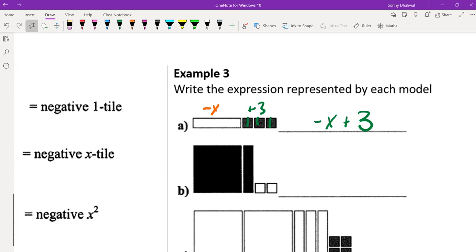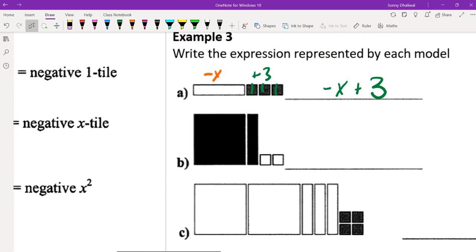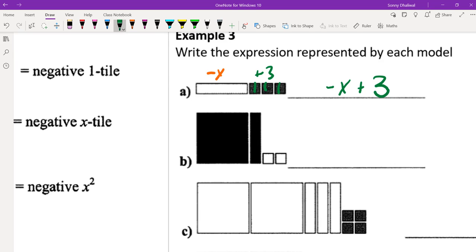Think you can do the rest, or do you want to do it together? Okay, me and you, next one. The big square, what does that represent? X squared. All right, that's how we pronounce it. What does the black rectangle represent? X. What do the small white squares represent? Negative 2. Yeah, we have 2 ones, right? So then we write it up: x squared plus x minus 2.